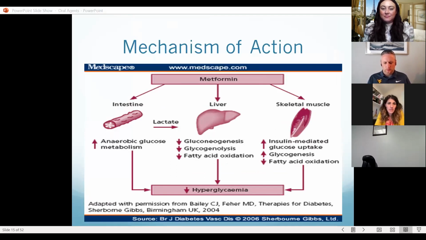So the mechanism of action, it helps with glucose metabolism in the intestine. In the liver, it decreases gluconeogenesis and the breakdown of glycogen, fatty acid oxidation. And then at the skeletal muscle, it increases insulin-mediated glucose uptake. So you're basically utilizing your glucose and storing it. And this all decreases hyperglycemia in the system. Next slide, please.